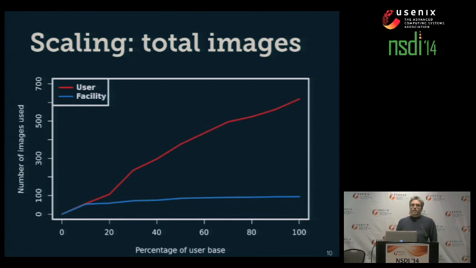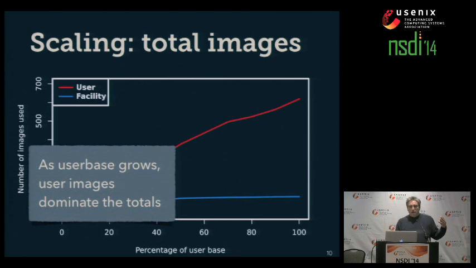The facility images follow a very different curve. Remember that we only had roughly 100 facility images, and even at about 10% of our user base, essentially all of those get used. So the key here is that the facility images are in large part a property of the facility itself and not a property of the user base, right? There are only so many popular Linux distributions, for example. And so as the user base grows, if you just look at the total number of images, that very quickly gets dominated by user-created images. And the number of facility images is actually rather small.